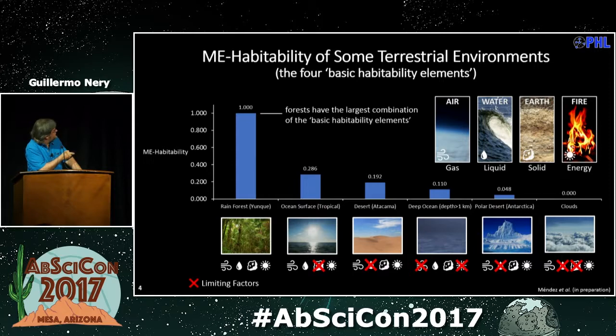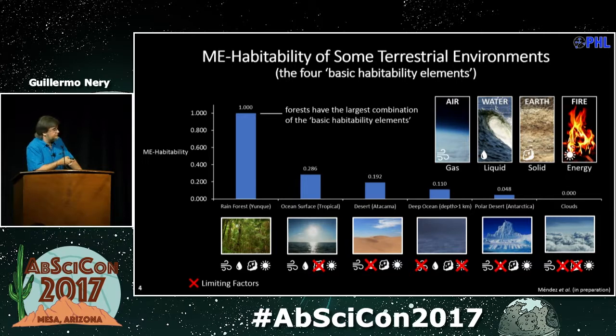Okay, so our reference is the rainforest of El Yunque in Puerto Rico. And since it's our reference, it gets a mass energy habitability of exactly 1. Now we're going to compare other biomes to that particular one. And if we look at the ocean surface, tropical, we get a habitability value of 0.286.